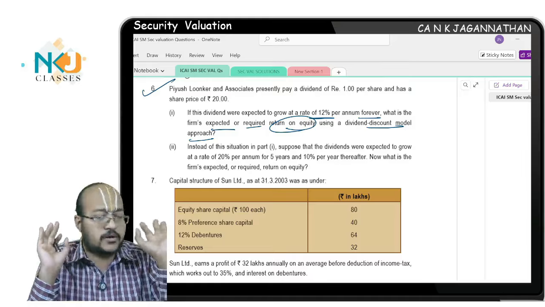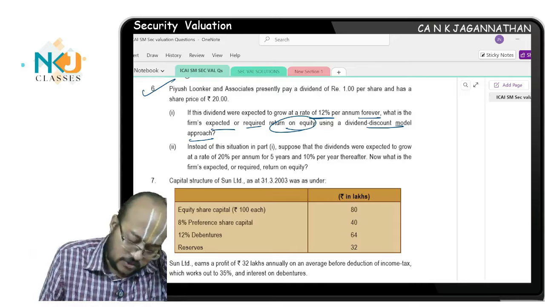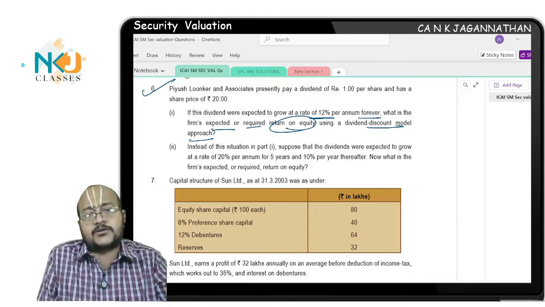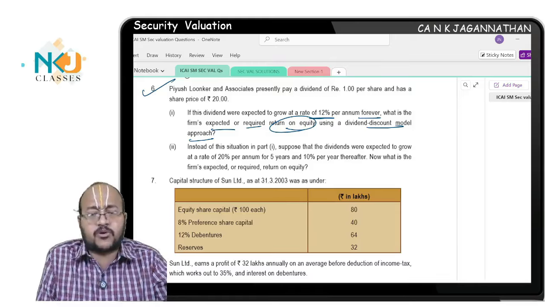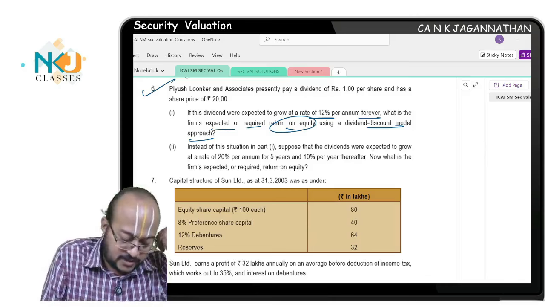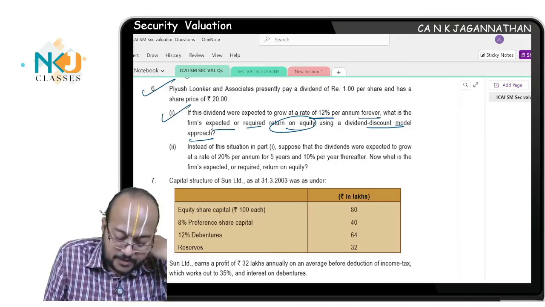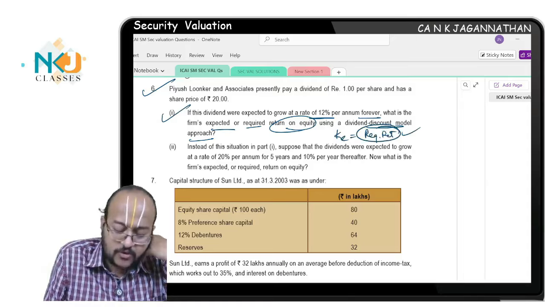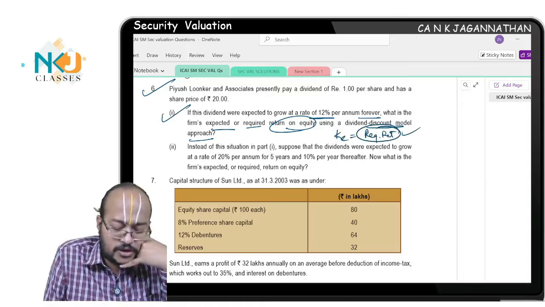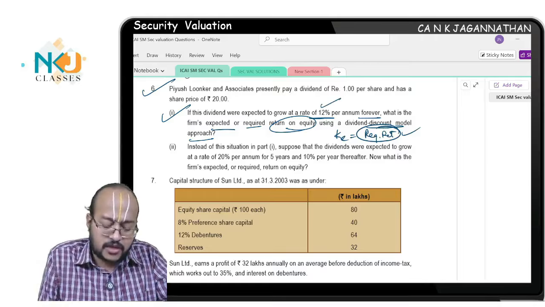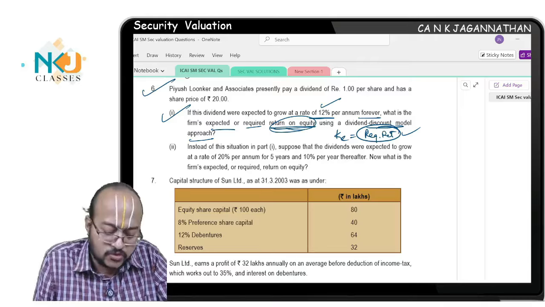Normally, mean return is what you call the expected rate of return. Institute module, ICAI Study Material and examination questions, I already explained in the portfolio management chapter also. Interchangeably they use expected return and required rate of return, but they are not one and the same. They are different. But this KE is nothing but required rate of return. That you should remember. So if dividend were expected to grow at 12% per annum forever, what is the firm's KE? They are asking KE only in this question. Contextually you need to understand. In this question they are asking KE using the dividend discount model approach.